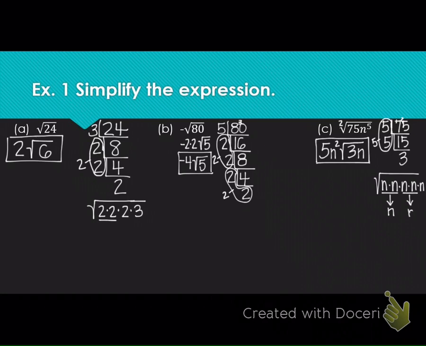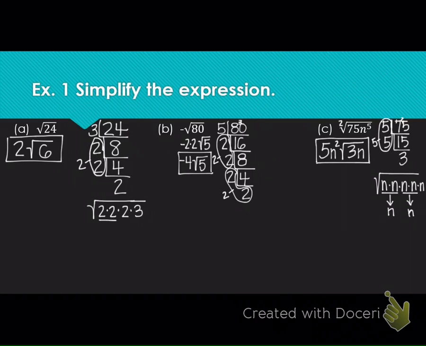This pair becomes another n that comes out. So, how many n's come out from underneath the radical? 2. And how many are left under the radical? 1. So for those of you that need to see it drawn out, this is what you need to put in your notes because this is what we just did.